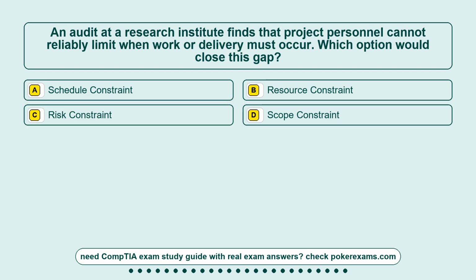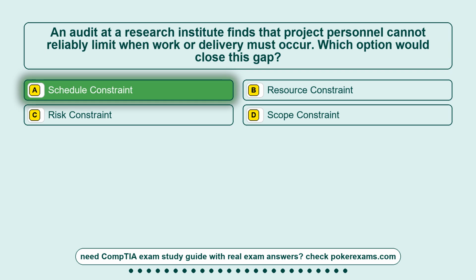Question 3. An audit at a research institute finds that project personnel cannot reliably limit when work or delivery must occur. Which option would close this gap? Option A, schedule constraint. Option B, resource constraint. Option C, risk constraint. Option D, scope constraint.